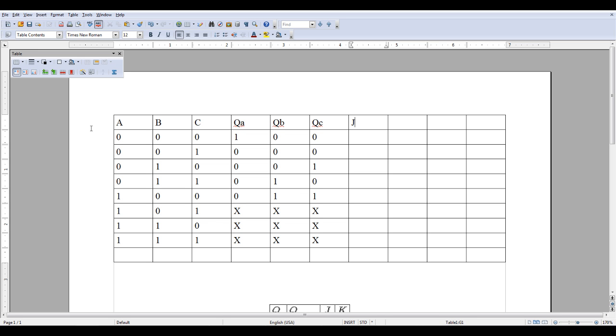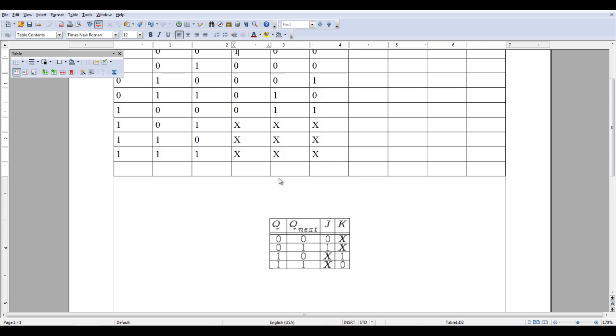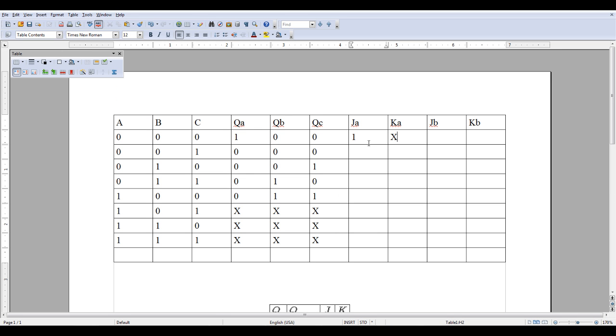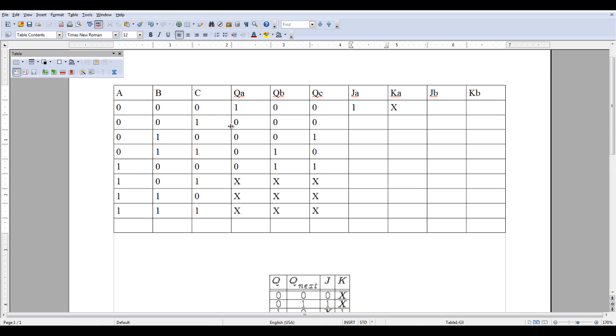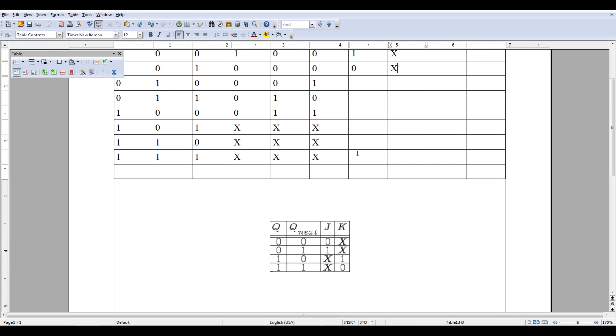add some columns. So we have JA, KA, and then we have JB and KB, and then we'll need 2 more columns. But for now, let's do this. So we look at this for JA, J and K, and this. So 0 to 1, we look at the truth table. We could just look this up online. 0 to 1 is 1, X. 0 to 0 is 0, X.